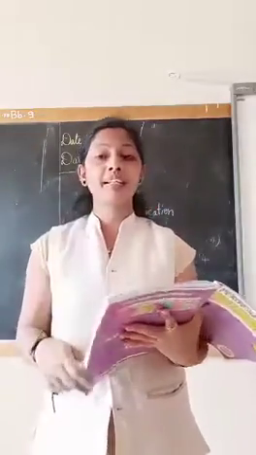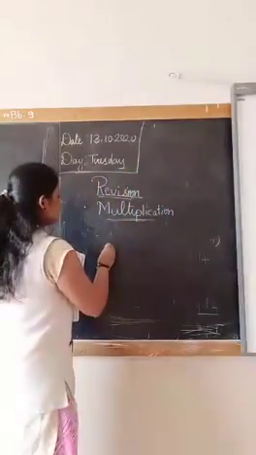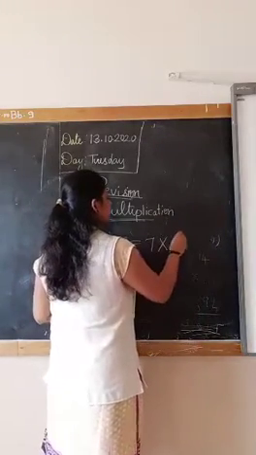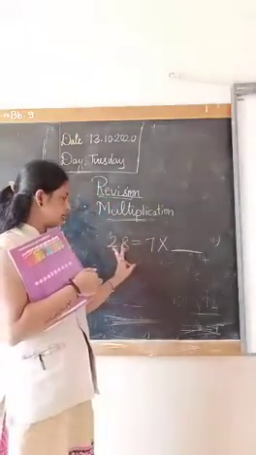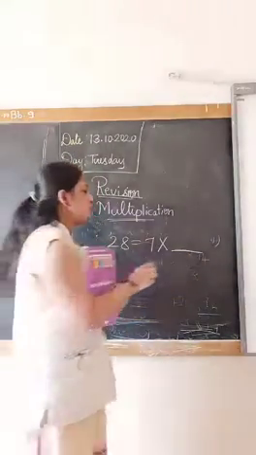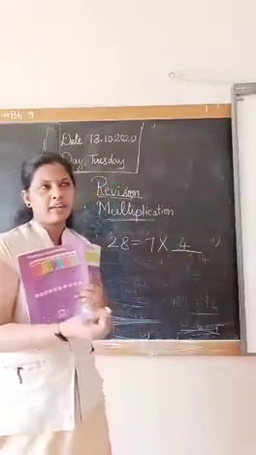And next, finding the missing factor. So it is like 28 is equal to 7 into dash. So this is the product or answer. 7 dash is 28. 7 fours are 28. So that is how you can write the missing factor.